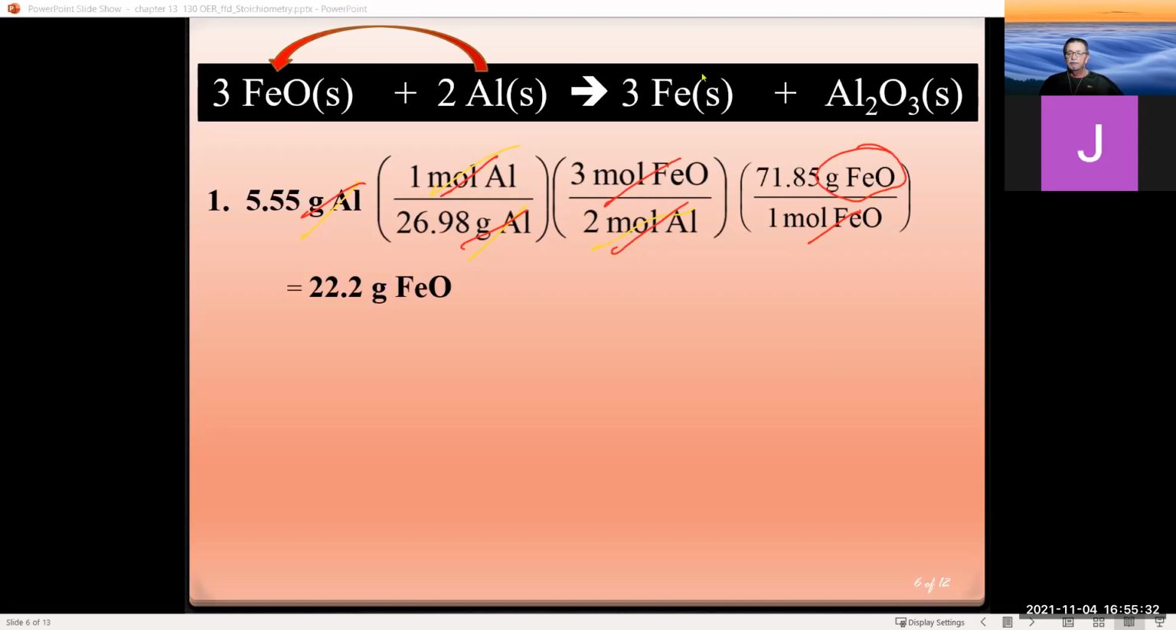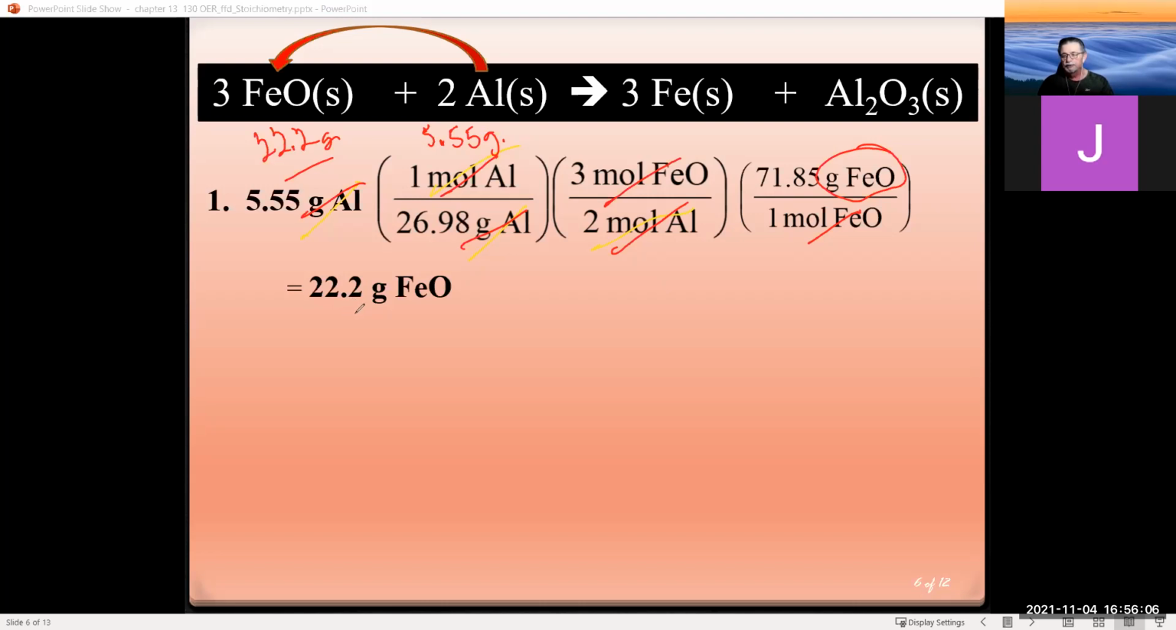22.8 grams. Okay, so to put this in perspective now, if I start off with 5.5 grams of aluminum, I require 22.2 grams of iron two oxide in order for this reaction to proceed as written and to go to completion. Now, what do I mean by completion?